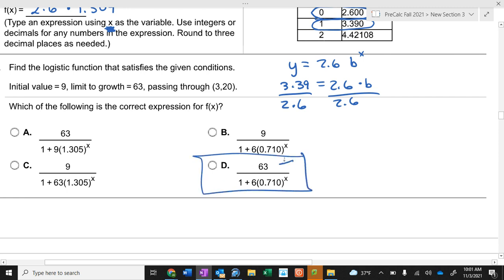Our limit to growth is on the top. And then our initial value, if this is 0, that makes that 1. 1 plus 6 is 7. 63 divided by 7 is 9. Okay? So that gives us our initial value. Our limit to growth would be the top number. This one, 1 divided by 10 is 6.3. So that's why this isn't the answer. So it would be D.